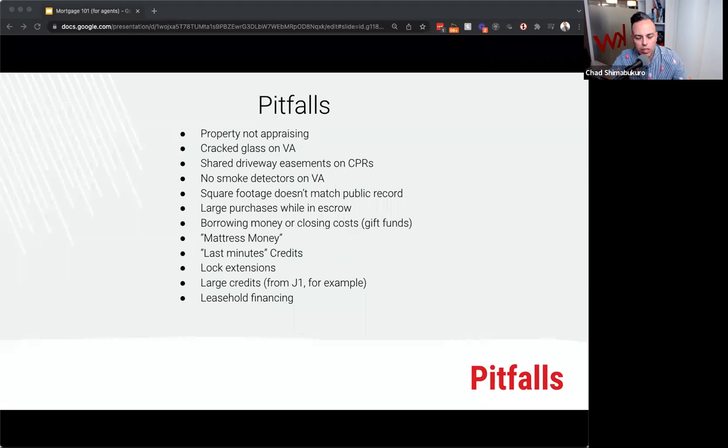Leasehold financing is another one. Typically speaking, leasehold is almost impossible to finance. You would get a private money loan, or the lease term has to exceed the loan term by 7 years. I see this all the time for whatever reason: there's a leasehold property that expires in 15 years, and someone goes, yeah, I'm going to get a 30-year fixed. How can you get a 30-year fixed on a property with a leasehold term of 15 years? The rule is, if it's a 30-year fixed, the lease term has to be at least 37 years. It has to exceed the loan term by 7 years.